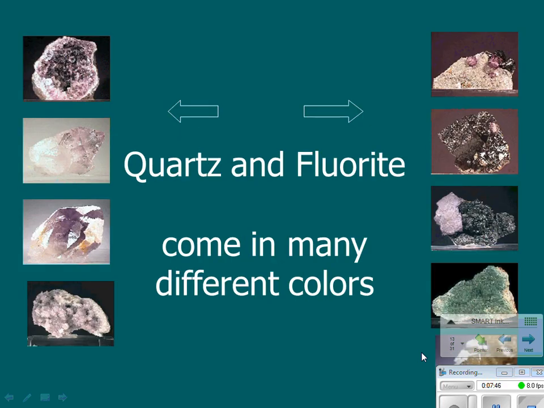Just like here on this slide, you've got quartz on the left side and fluorite pictured on the right side. They come in many different colors, so you can't just say, oh, I see this white thing right here, it must be a piece of quartz. You can't necessarily say that because it could be a piece of fluorite. Fluorite also comes in white. You just don't know. You've got to investigate a little bit more past just the color.